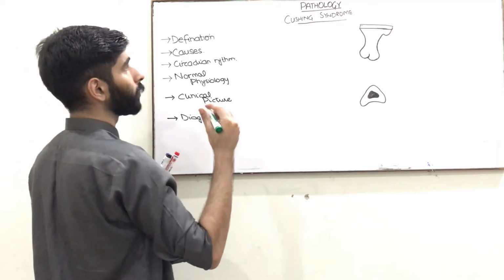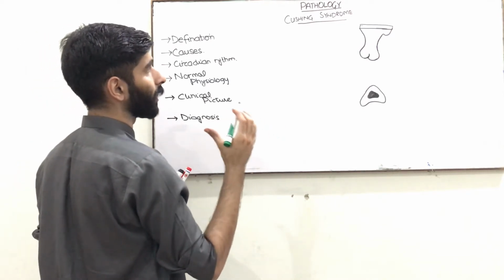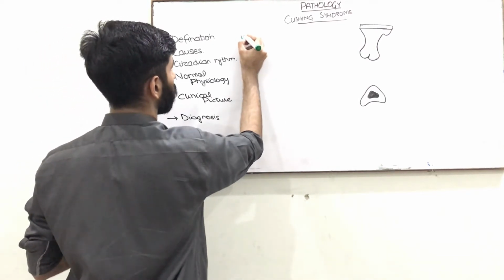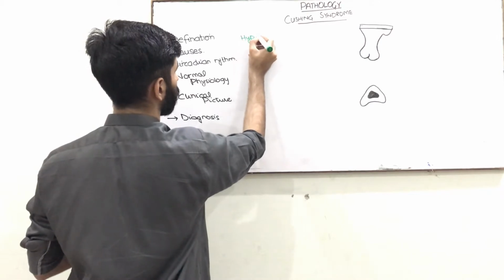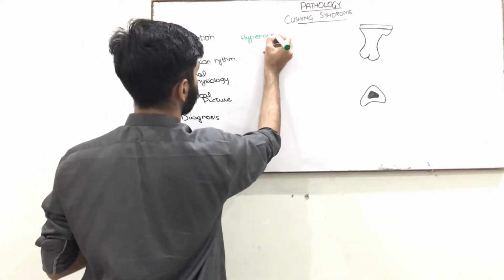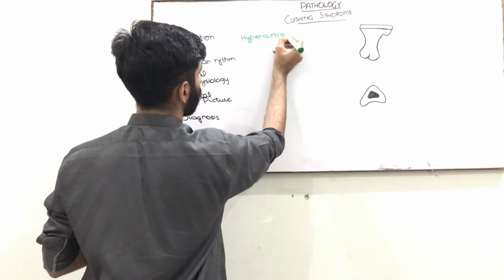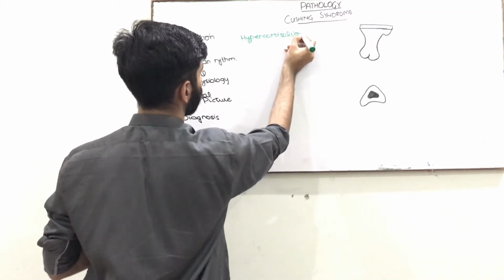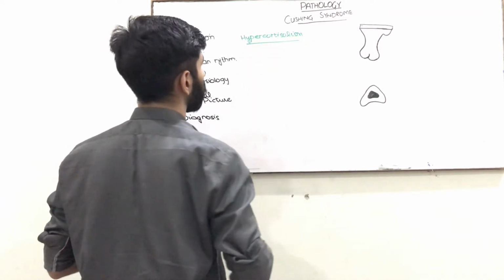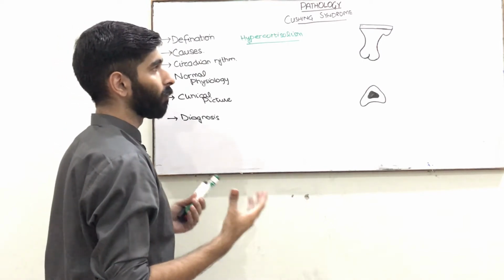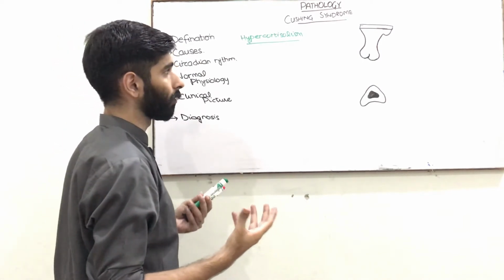Cushing syndrome is a disease which is characterized by hypercortisolism. Hypercortisolism means high, elevated levels of cortisol in the serum or blood.